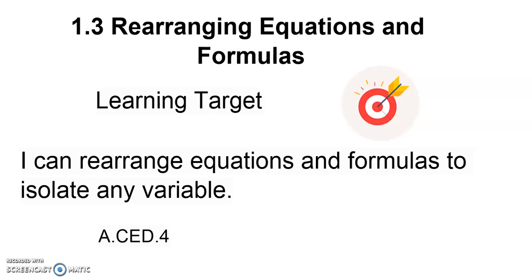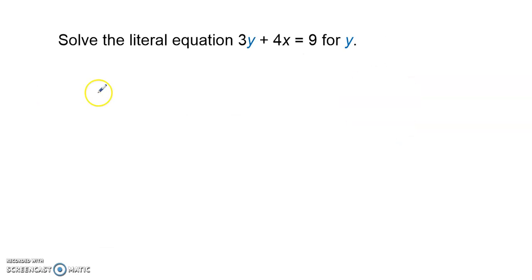Today is lesson 1.3, Rearranging Equations and Formulas. Alright, we're going to solve the literal equation 3y plus 4x equals 9 for y. So our goal here, since we're solving for y, that means we want to get y all alone.